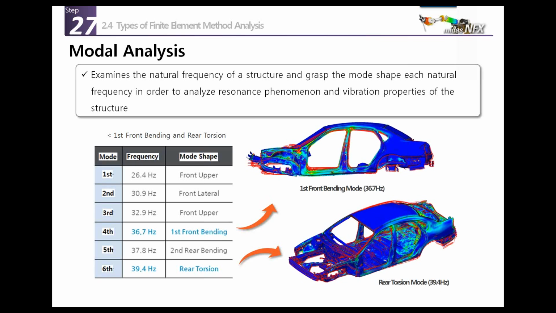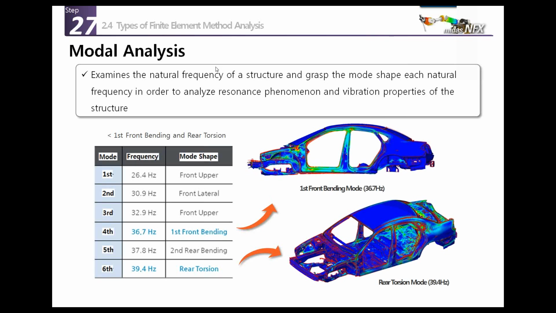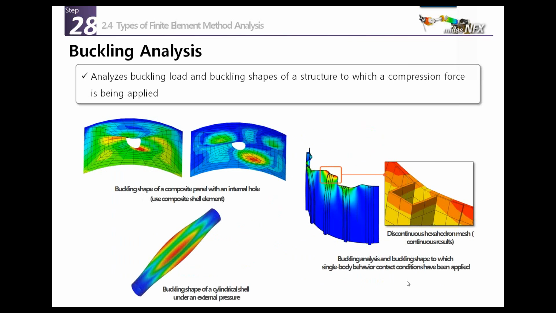Now, modal analysis examines the natural frequencies of the structure and graphs the mode shape of each natural frequency in order to analyze the resonance of the model. You can see for this car model, for example, we'd like to know what the resonance of the bending is. If you run the modal analysis for these different frequencies, you'll see that different mode shapes will be shown. In this case, you'll have first a bending mode, and here you have a torsion mode. So this is modal analysis.